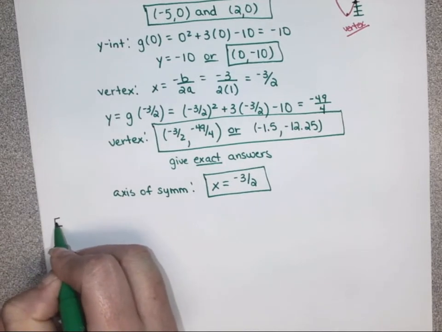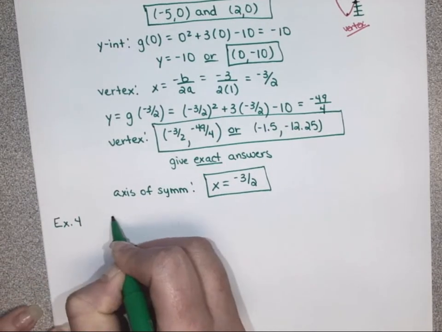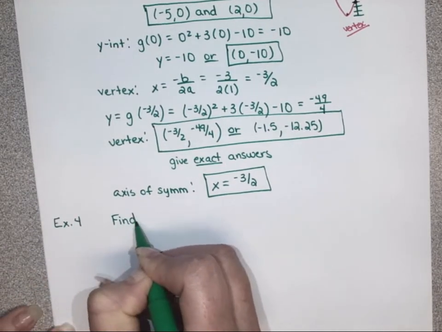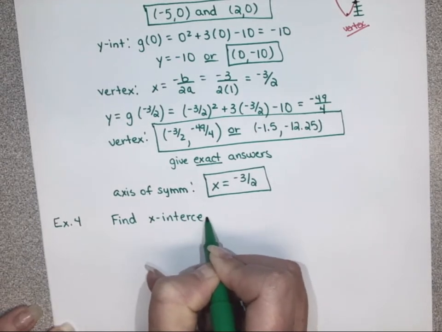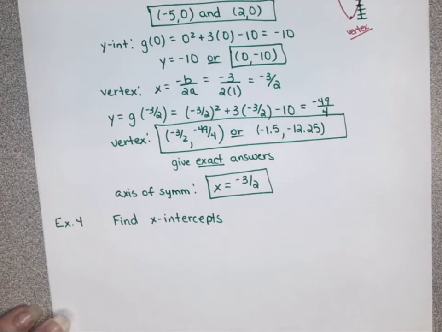Okay, so let's do a couple of problems where maybe we have to do a little bit more work to find, say, the x-intercepts. The y-intercept is always pretty easy. The vertex is always pretty much the same. But finding the x-intercepts can be a challenge depending on what type of equation you have.